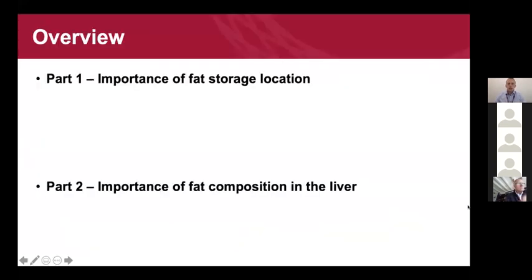So today's talk is going to be split into two different parts. In part one, we're going to look at the importance of fat storage location on our metabolic health. And in part two, we're going to look at the importance of the different types of fat that we can store, with a specific focus on the liver, seeing as it's my main area of research.